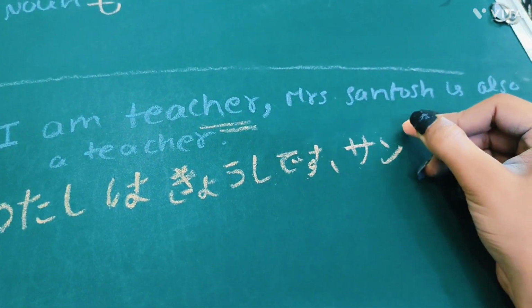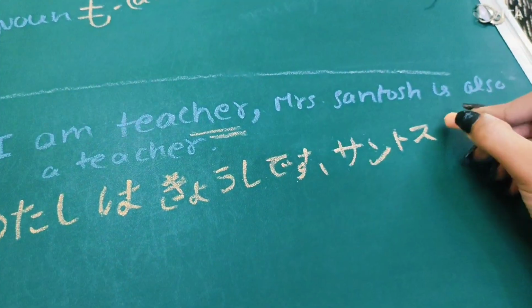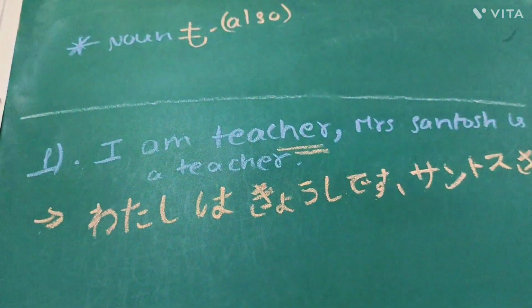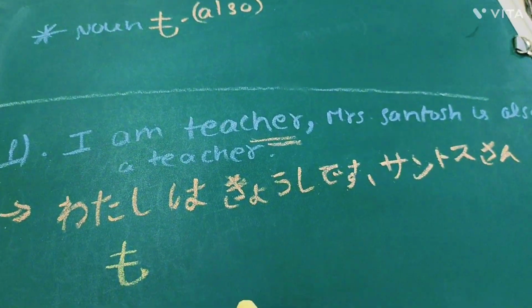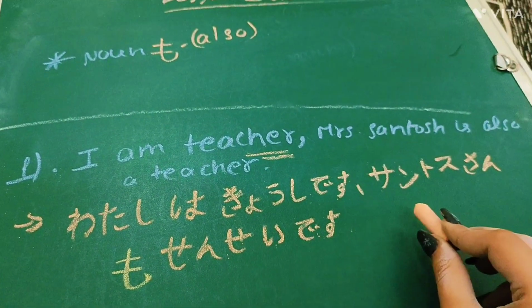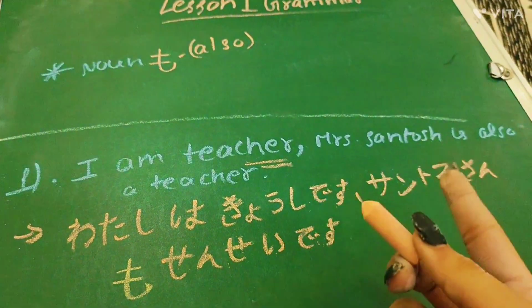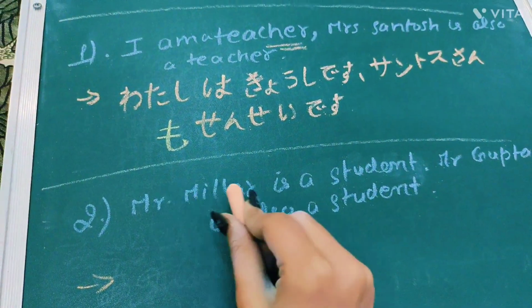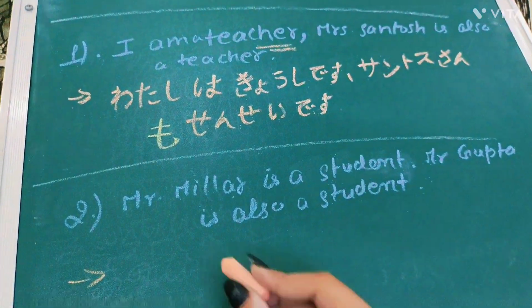Santosu-san mo. Watashi wa kyoshi desu. Santosu-san mo sensei desu. I'm a teacher. Mrs. Santosh is also a teacher. Our next sentence is Mr. Miller is a student. Mr. Gupta is also a student.